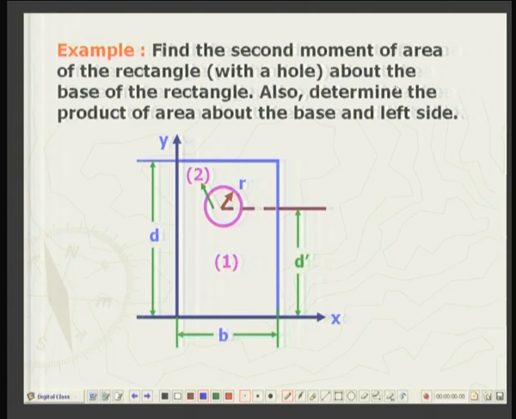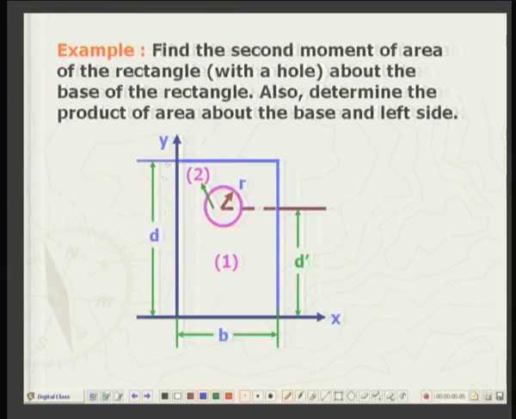This example consists of finding the second moment of area of a rectangle out of which a hole has been removed, that is, the net area consists of this as the outer boundary and this as the inner boundary. Okay. So, a rectangle and a circle. Find the second moment of area of the rectangle with the hole about the base, about the x axis of the rectangle. Also determine the product of area about the base and the left hand.